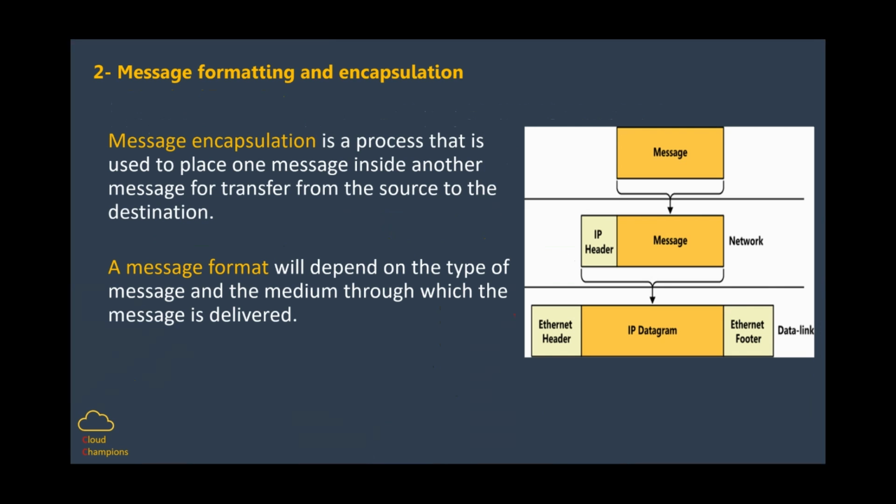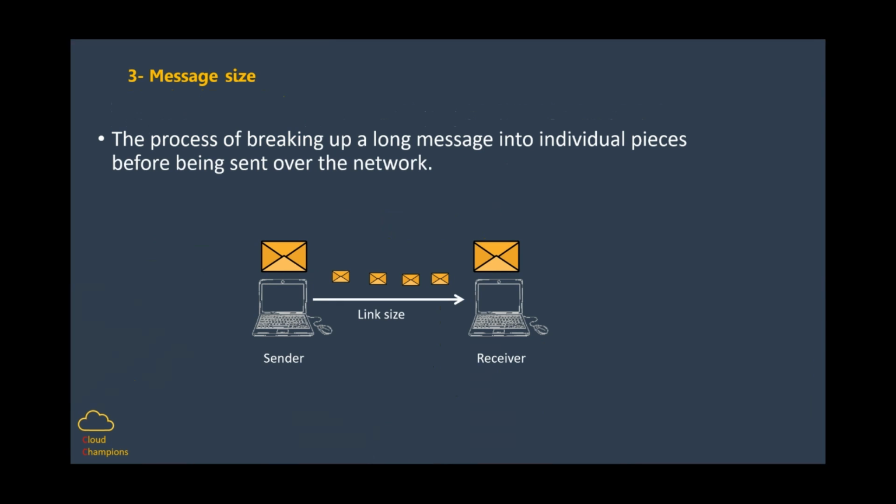A sender and receiver must agree on the message format. Message format will depend on the type of message and the medium through which the message is delivered. Message sizing is the process of breaking up a long message into individual pieces before it's being sent over a network. So if the message to be transmitted is very big and the capacity of the link is very small, then the computer should break the message into smaller parts.